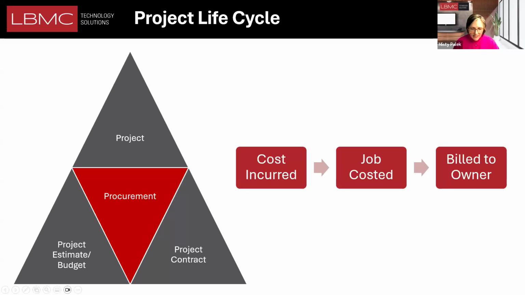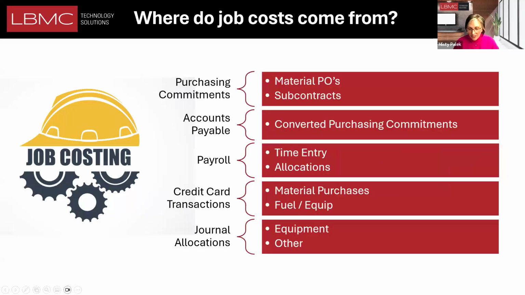So what are some examples of where job costs actually come from? These costs incurred come from several different places. As you can see here, they come from a variety of areas, everything from purchase orders to subcontracts, to time entry, to credit cards, journal entry allocations, equipment purchases. There are all sorts of ways that job costs happen. And I'm sure if you're watching this presentation, you have an image of how all of these things connect in your company.